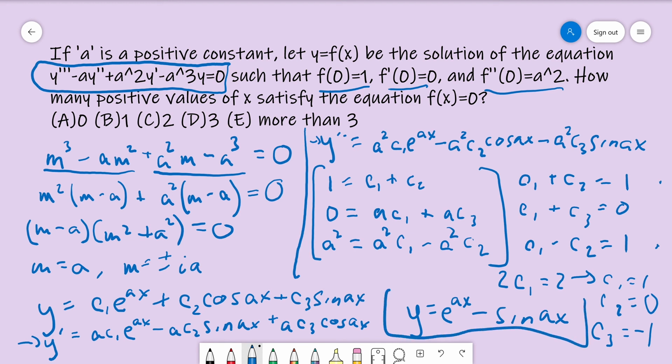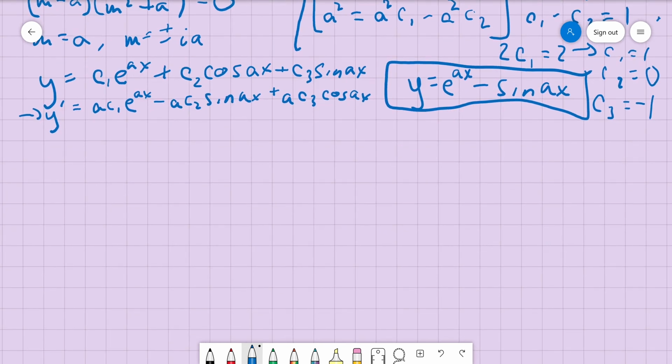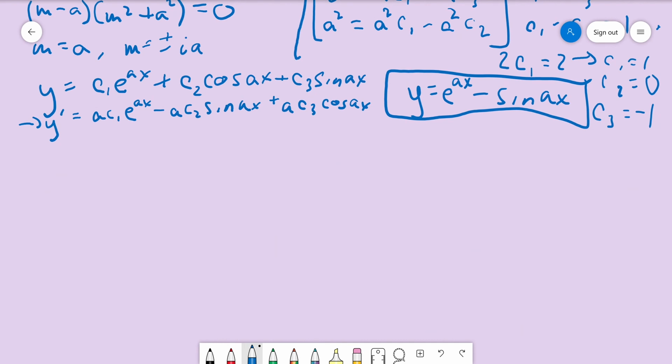Now, what's the problem actually asking us? It's asking how many positive values of x satisfy the equation f of x equals 0. Well, let's see. I'm going to scroll up here. F of x equals 0 would mean that y is 0. And then we get e to the ax minus sine ax. In other words, we want to know how many x's satisfy the equation e to the ax equals sine ax.